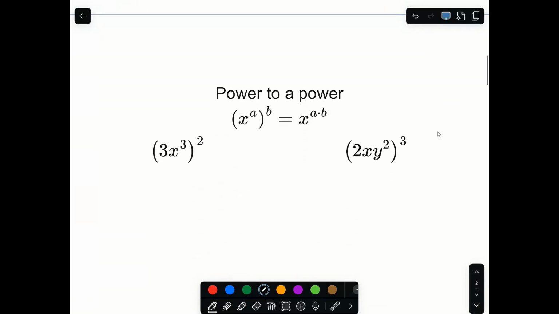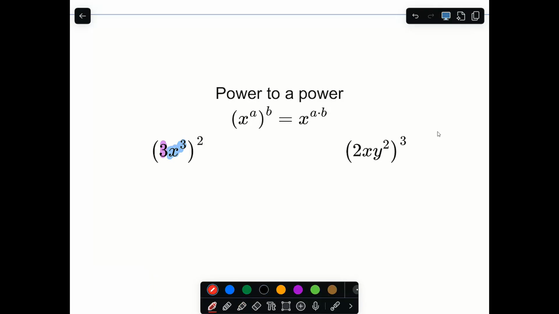When we have an exponent raised to another exponent, that is when we multiply those exponents together. The other thing you have to be careful of is that exponent is kind of distributed to each number in the parentheses. So in our first example, we have this 3, and then we also have this x to the 3rd.